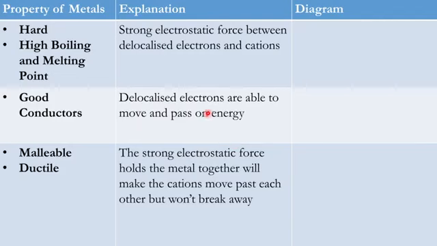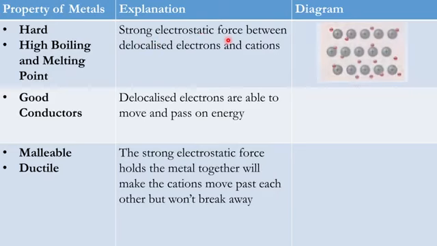Okay, so let's just look at the properties of metals. So a metal is hard. It has a high boiling point and melting point. The reason being is because of a strong electrostatic force. So it holds the substance together. So the reason why metals boil and melt at a really high temperature is because it takes a lot of energy to separate these atoms away from each other. Okay, so it takes a lot of effort to move these atoms away from each other.